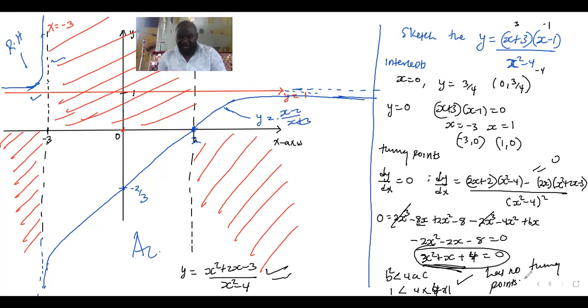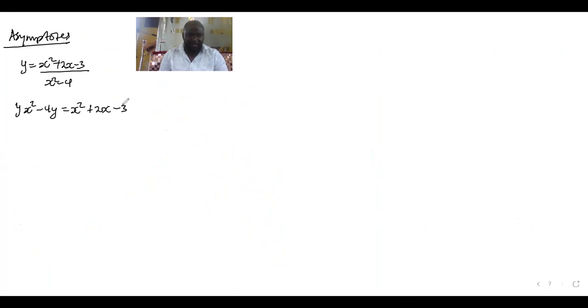Because time is flying, I'm going to use this method for the asymptotes. I'm not using method one. We have less time. y is equal to (x squared plus 2x minus 3) divided by (x squared minus 4). So y(x squared minus 4) is equal to x squared plus 2x minus 3. (y minus 1)x squared minus 2x plus 3 minus 4y is 0.